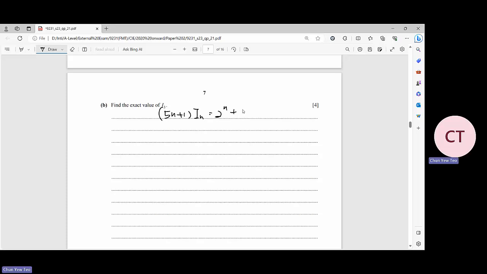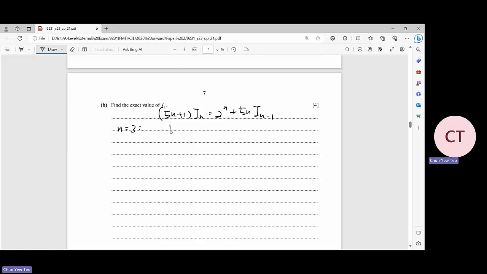I copy the result from the top. Remember in exam, if you're not able to prove this result, you still can use this result to do part B. In part B, they want to find I3. In order to find I3, your n must be 3. So we start from 3 first and see what will happen.